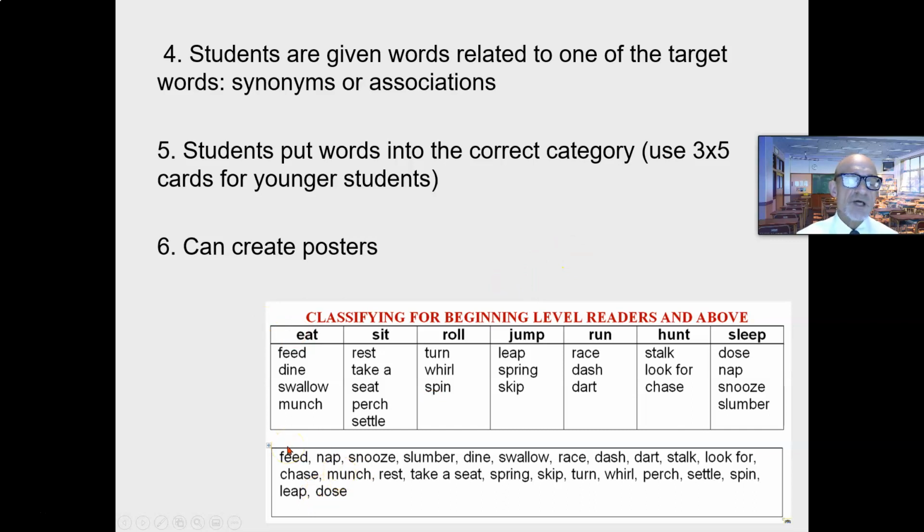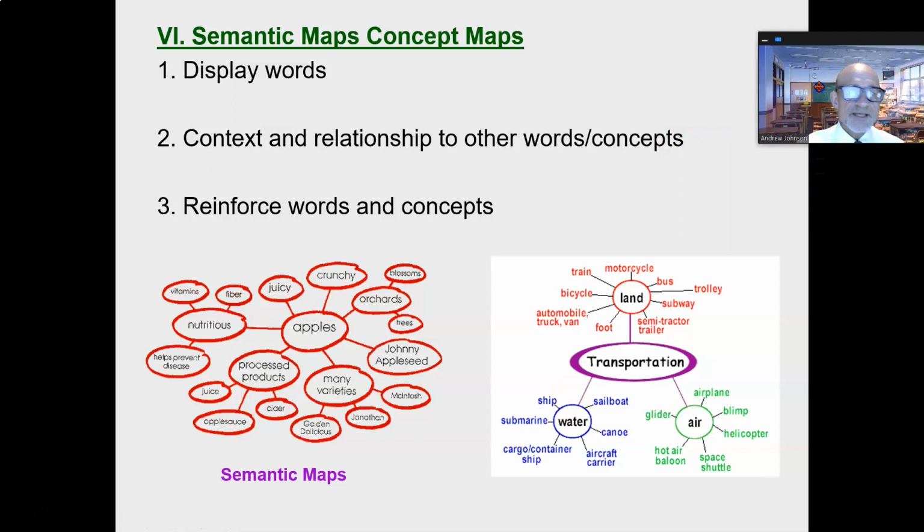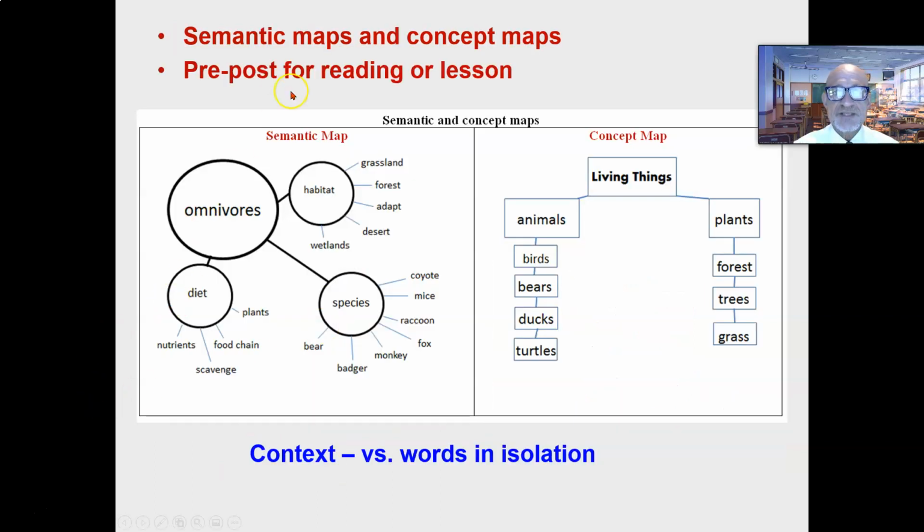This looks great on a word wall, and again, to make it visual so that they encounter that new word several times adds depth and dimension. And semantic maps and concept maps. Again, you want to display the words. It allows them to see the word in context and how words relate to each other, and this relates both words and concepts. Now, a semantic map can be used as part of a post-reading or a post-lesson.